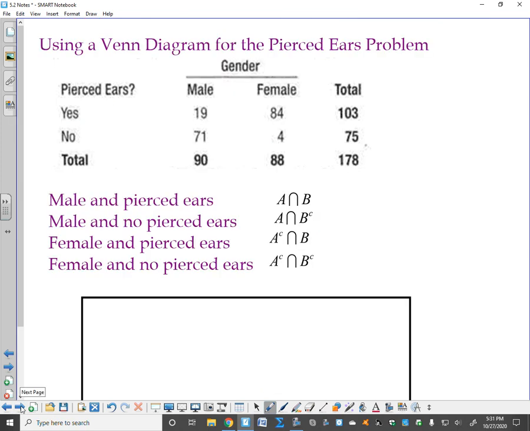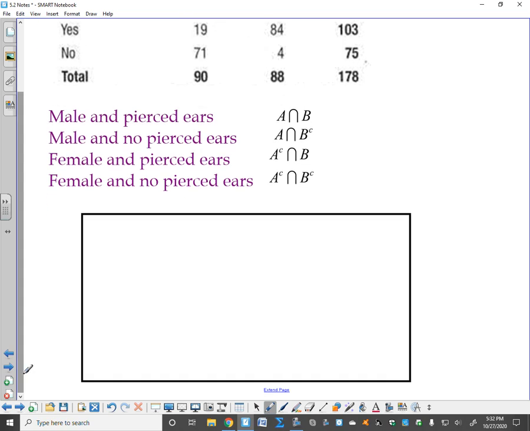All right. So we're going to use a Venn diagram for the pierced ears problem. We've got our dudes and our chicks and whether or not they have their ears pierced. We're going to do a Venn diagram instead of a two-way table, which they have here. When you do a Venn diagram, you have to put the probability inside of it. So here we go.